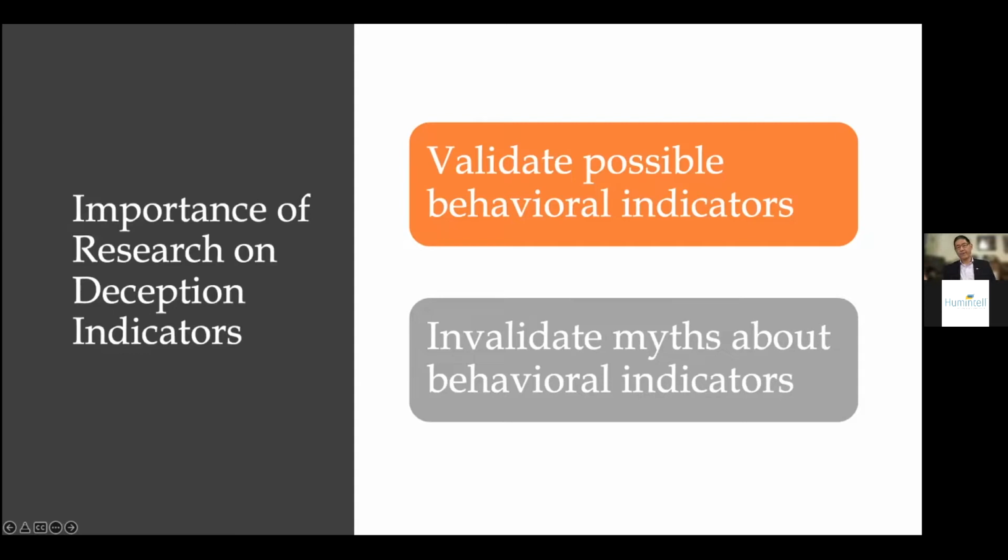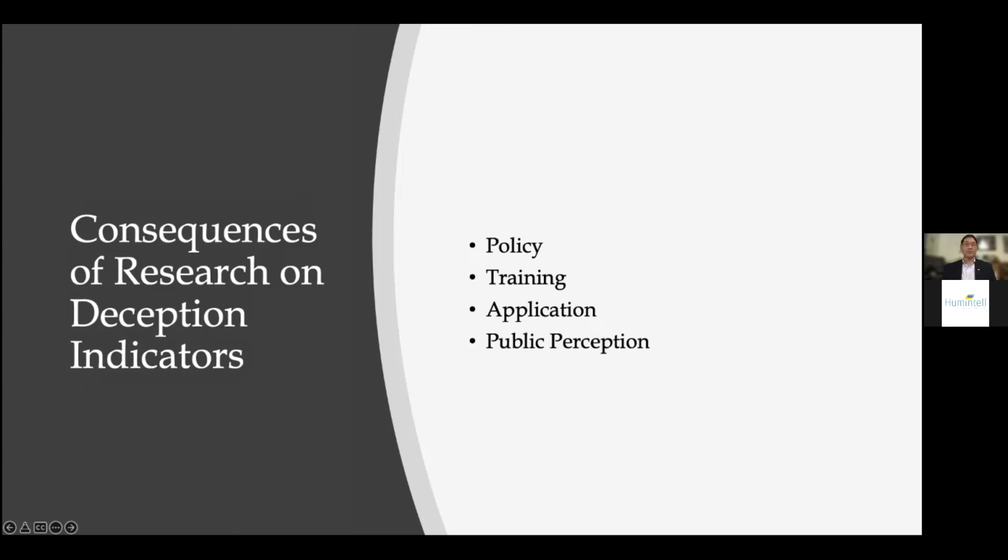Another important goal of research on deception indicators is to invalidate myths about behavioral indicators. Not only can research show us which indicators are indicative of deception, but it's also one of the goals of research to show us what's not an indicator of deception, so that we're not confused by those kinds of things as we're out in the field doing our things. There are many, many consequences of research on deception indicators, as you all know in your areas.